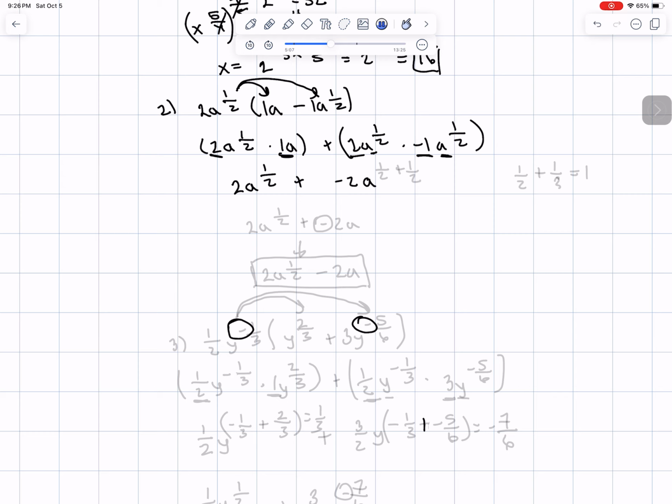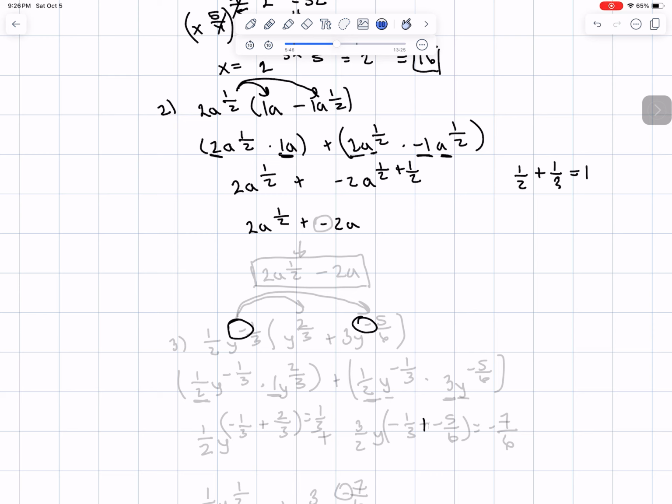And then what about my 1/2? Well, if we're multiplying exponents, what's the rule we use? This is going back to, I think it's property 1 in our properties of exponents. So that would be 1/2 plus 1/2, which gives me 1. So that's just going to be a to the 1. I don't have to worry about that. I'm going to write it without a 1 there. So it's going to be 2a to the 1/2 plus negative 2a to the 1.